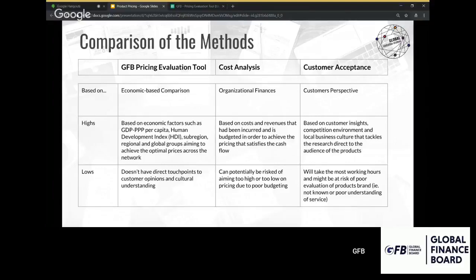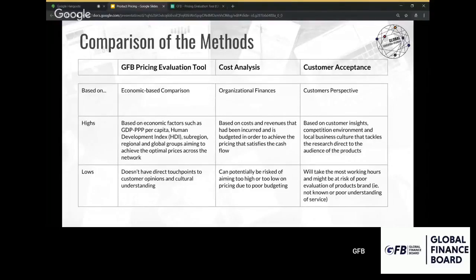The lows of this one is that it can potentially be risky of aiming too high or too low on pricing due to poor budgeting. You're budgeting based on low revenues but high costs, or the cost is way too high, or you're budgeting too low, but in actual practice or actual execution, your cost is way too high.